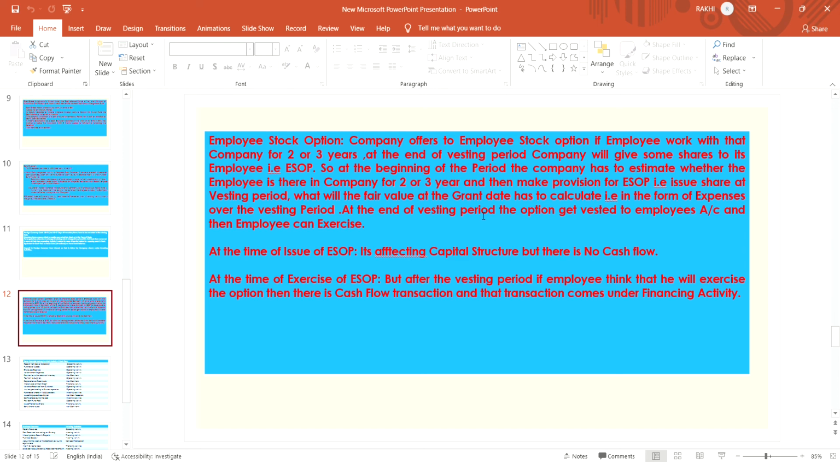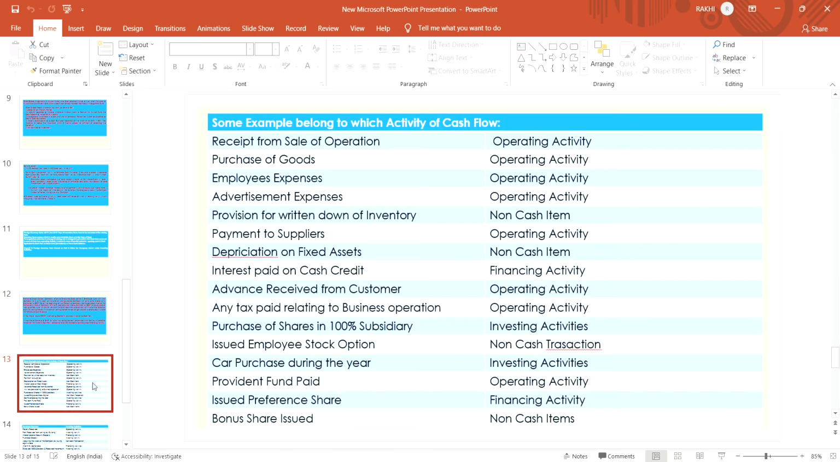But the issue of employee stock option is a non-cash transaction. But exercise of the ESOP is a financing activity. Some examples we will discuss, which activity comes under which head, like receipt from sale of operation. Obviously, it is an operating activity. Purchase of goods, it is an operating activity. Employee expenses, which is done for operation, it is also an operating activity. Advertisement expenses, it is also an operating activity.